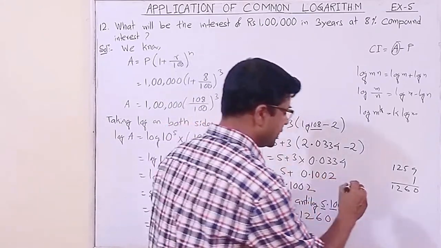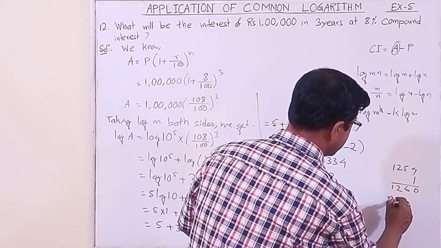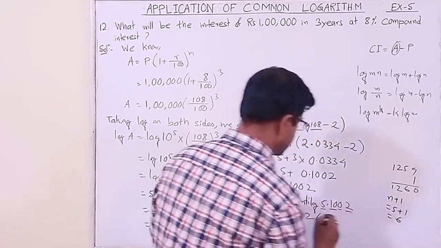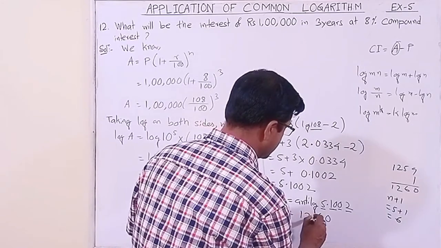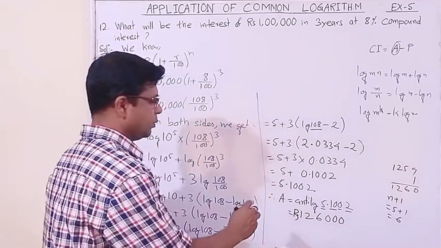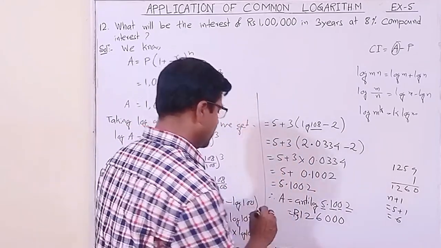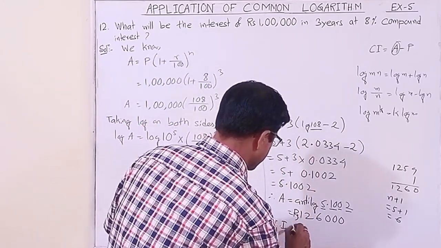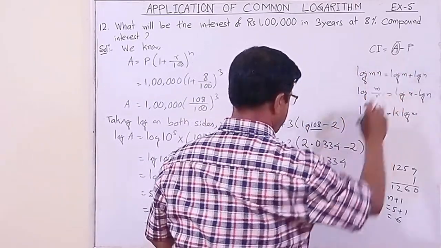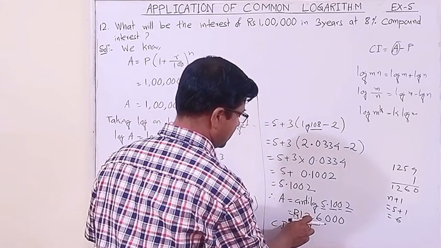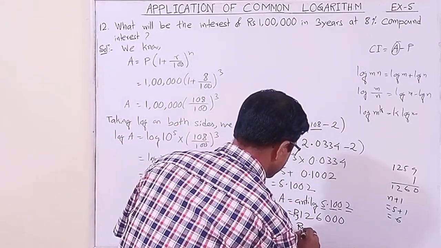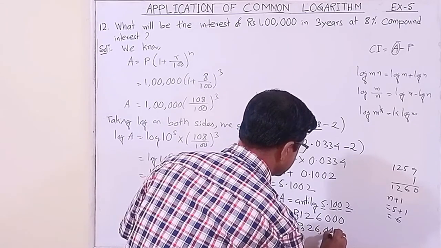Then we will put the decimal. How many places after the decimal? What was the rule of antilog? The place of decimal will be n plus 1, that is here n is equal to 5 plus 1, that is after 6 places from this digit, so 1 2 3 4 5 6. So the amount is this much, 1,26,000. Now compound interest is amount minus principal. Directly subtract: 1,26,000 minus 1 lakh is rupees 26,000.